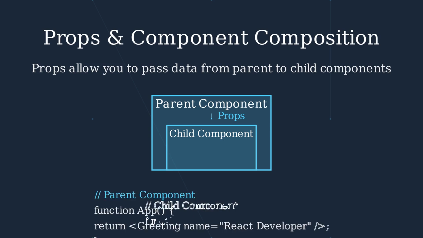Here's a simple example. The App component renders a Greeting component and passes a name prop to it. The Greeting component receives and uses this prop to customize its output, demonstrating how props enable component reusability and composition.